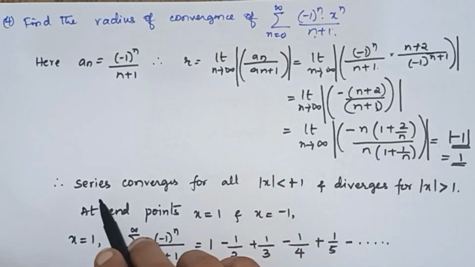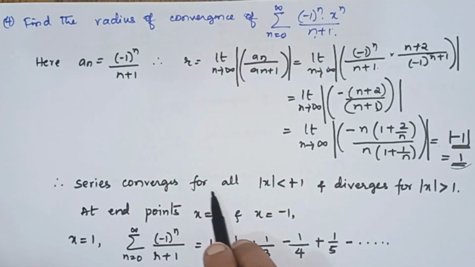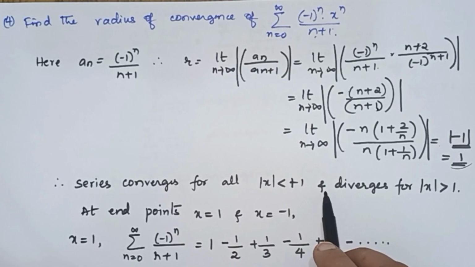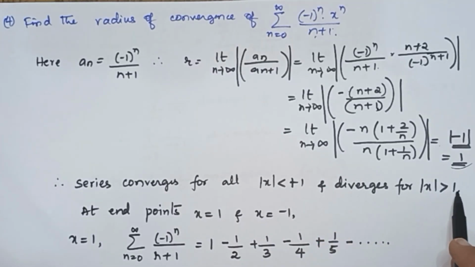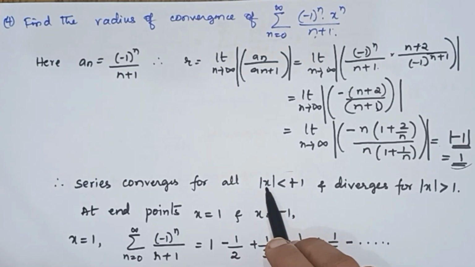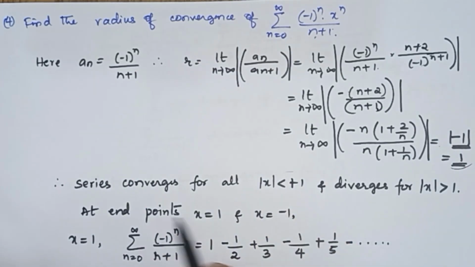Therefore, the limit is a unique and finite value, so the radius of convergence is 1. The series is convergent for all x with mod of x less than 1 and diverges for mod x greater than 1. So, the interval of convergence can be the open interval minus 1 comma 1. But now you have to check separately for the endpoints x equal to minus 1 and x equal to 1. What happens at the endpoints? How does the series behave?